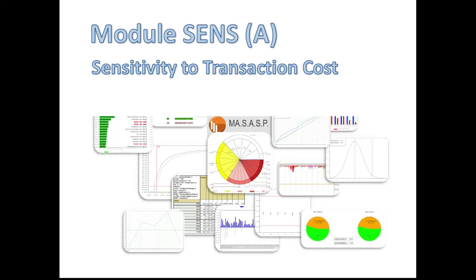Welcome to Lesson 5, Part A. We are going to talk about sensitivity to transaction costs.